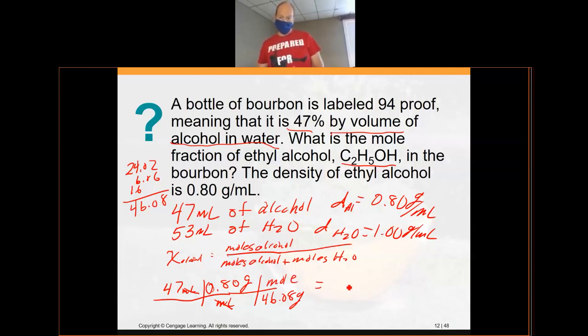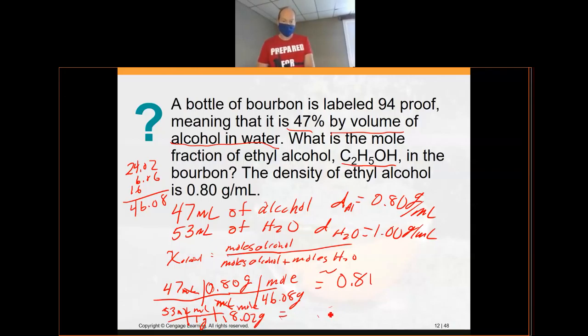And you get moles, that's about 0.81. I'm doing that in my head. All right, and so then you do the same thing for the water. You've got your 53 mL of water, divide by the density, 1 gram per milliliter, and then divide by the 18.02 grams per mole.